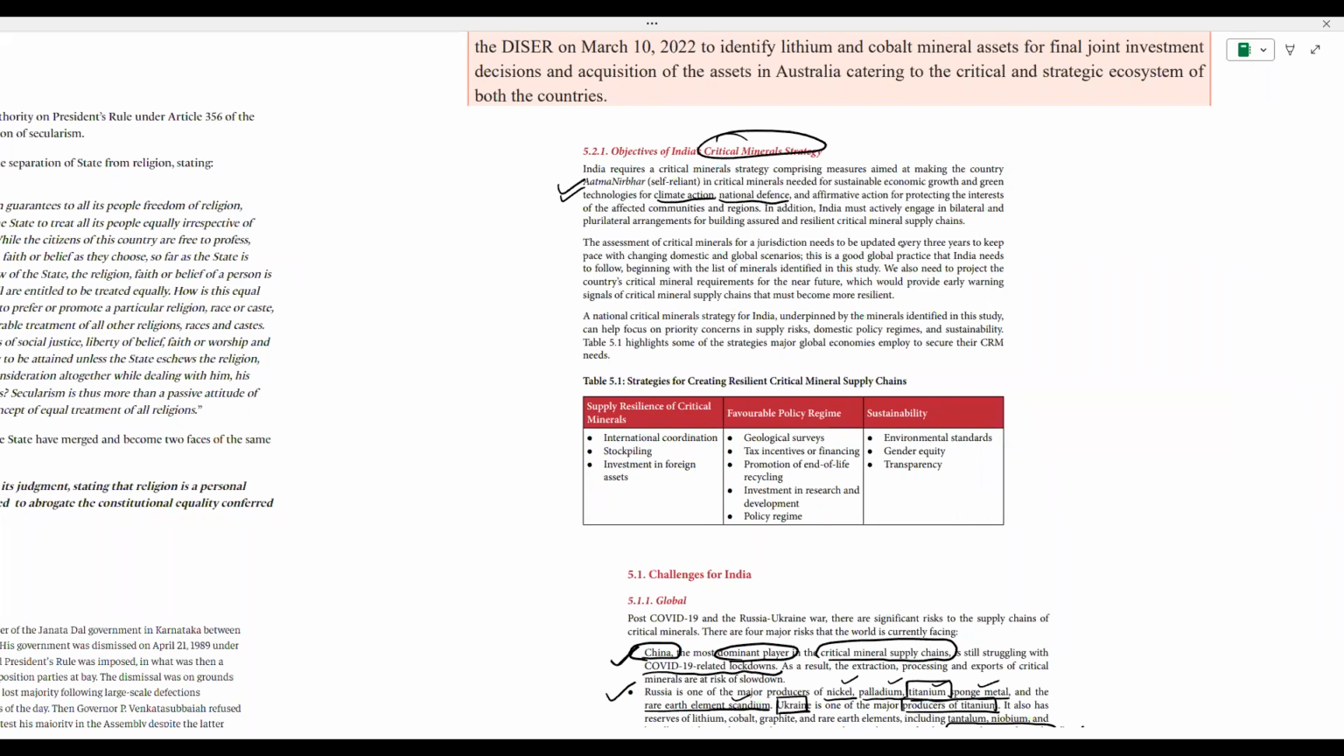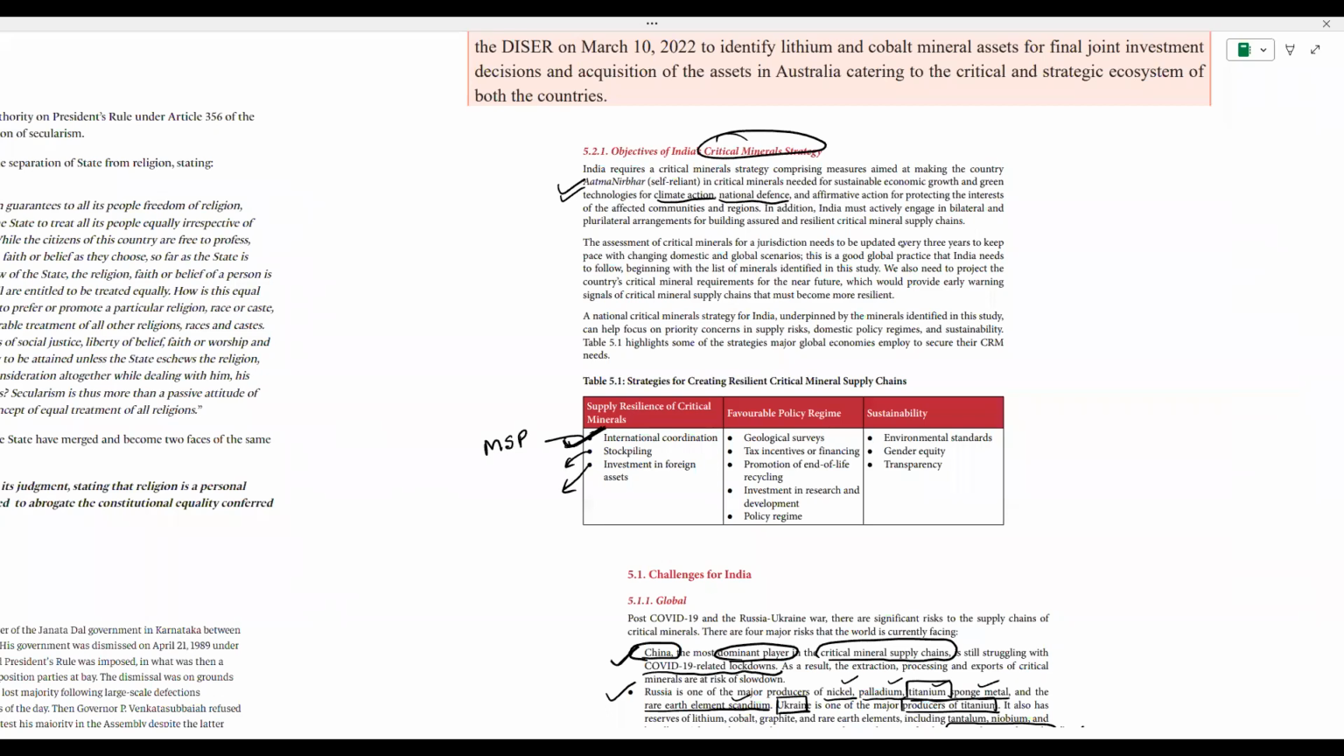So what should India do? India can do international coordination. India can join mineral supply partnership. India can do stockpiling, and India can invest in foreign assets.